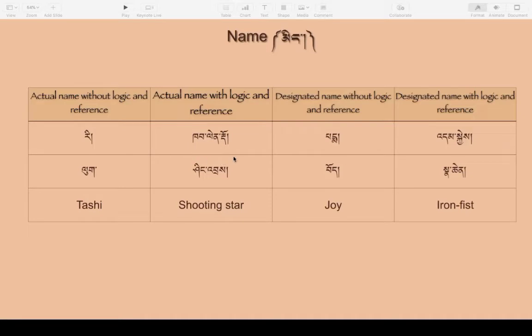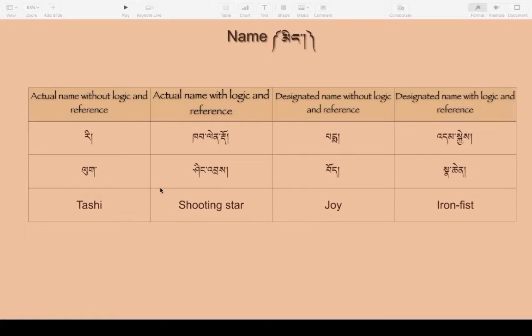Then we have another example of an actual name with logic and reference, Xing De. The word Xing means tree. The word De means fruit or product or result. So something that is the result or fruit of a tree. Xing De refers to fruit, so an apple, a banana. That is the result of that tree. Therefore, we call it Xing De, the result of the tree. And so it is an actual name which originates with logic and reference.